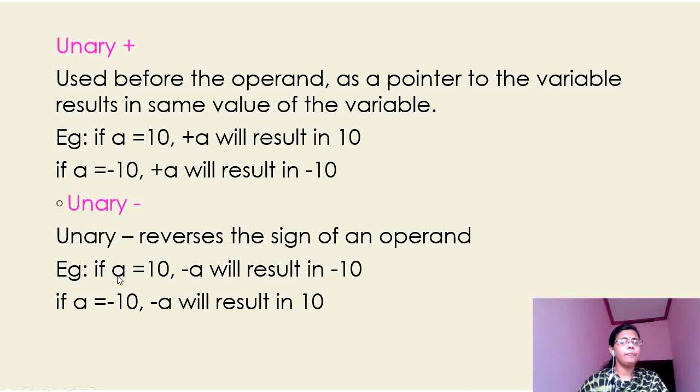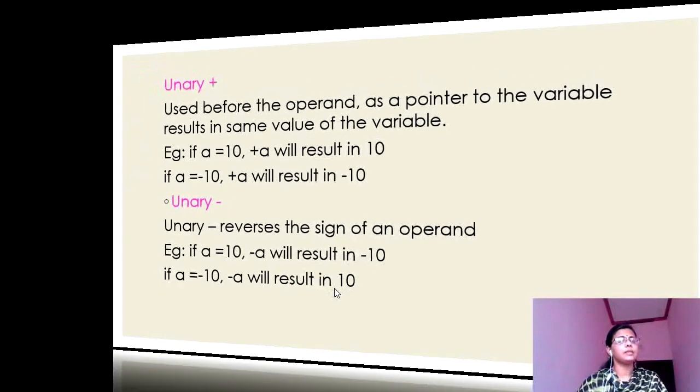If you could see, A is 10. If I use minus A, it will result in minus 10. So from positive 10, it has become negative 10. If A is negative 10, what will happen when I give minus of A? It will result in positive 10. Okay. So this is unary plus, unary minus.